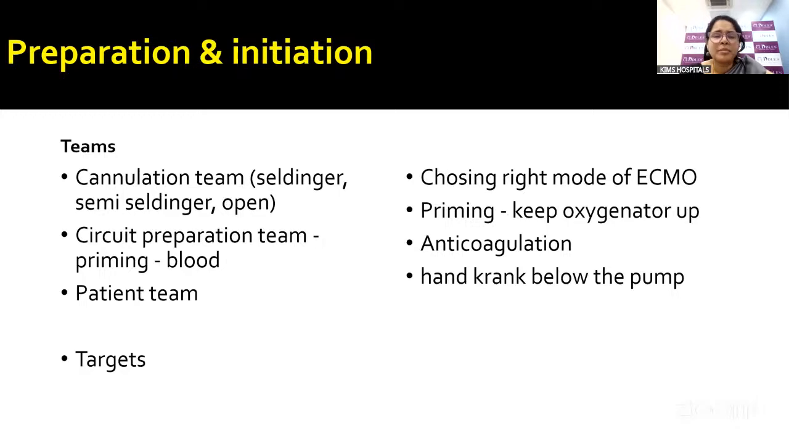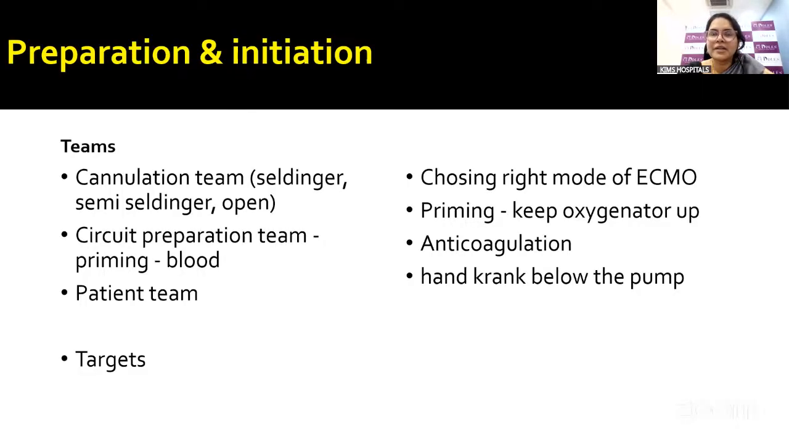And the third team is for optimizing the patient. That team would be taking care of optimizing mechanical ventilator settings or inotropes while ECMO is being initiated. Note that the ECMO cannulae cannot be used for delivering inotropes, and one has to have separate venous lines for delivering inotropes at optimal doses. It is important here to choose the right mode of ECMO. Based on the underlying clinical indication, whether it is primarily pulmonary or cardiac, one would opt for the mode of ECMO. And then one has to also prime the circuit, keeping the oxygenator up, and choose the right dose of anticoagulation, targeting ACT levels at something around 140 to 160 seconds.